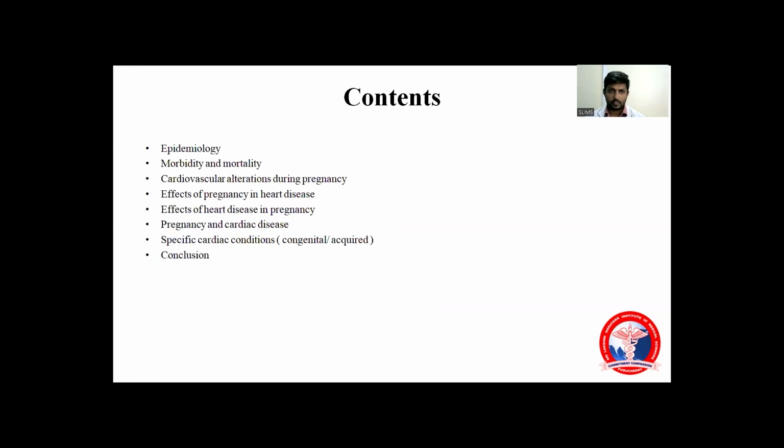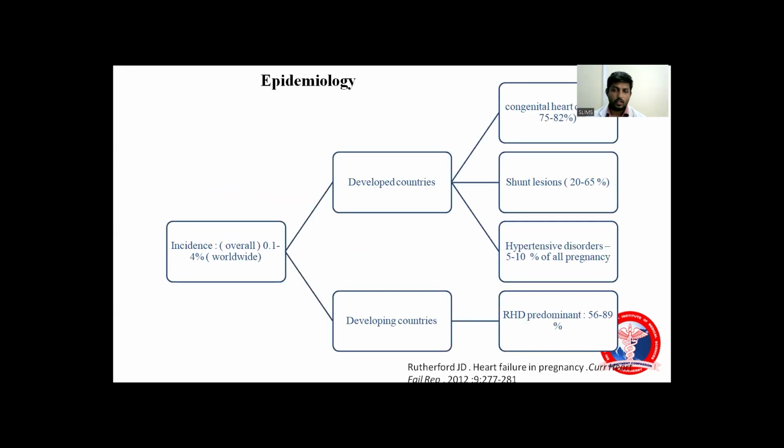These are the headings I will be discussing: epidemiology, cardiovascular physiology, effects of pregnancy in heart disease, effects of heart disease in pregnancy, and labor progress in heart disease. So overall, the incidence of heart disease in pregnancy is 0.1 to 4%.